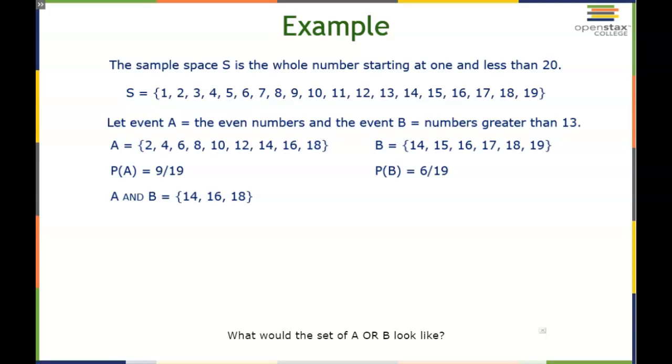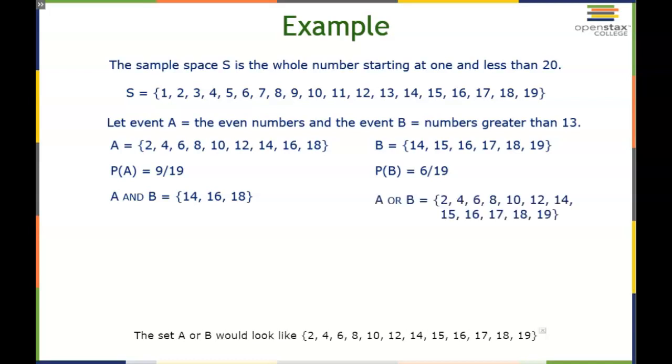What would the set of A or B look like? So it could belong to A, it could belong to B, or it could belong to both. But we're not going to double count the things that belong to both. So the set A or B would look like 2, 4, 6, 8, 10, 12, 14, 15, 16, 17, 18, 19.